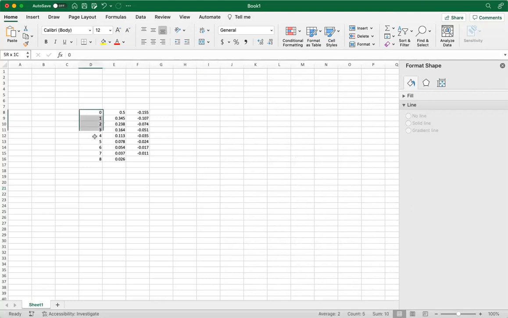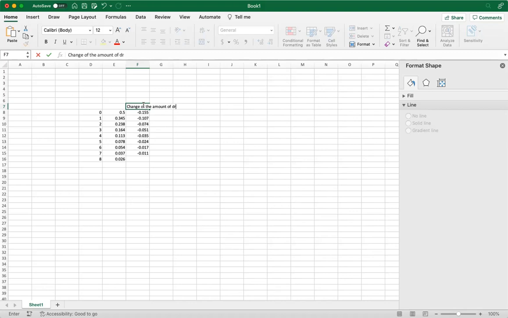So the first column is the number of days. The second column is the amount of the drug in the bloodstream. And this column is the difference, or the change of the amount of drug in the system, in the bloodstream.